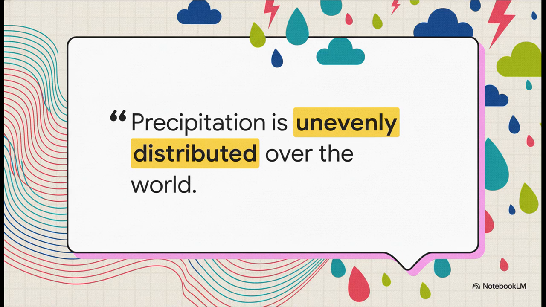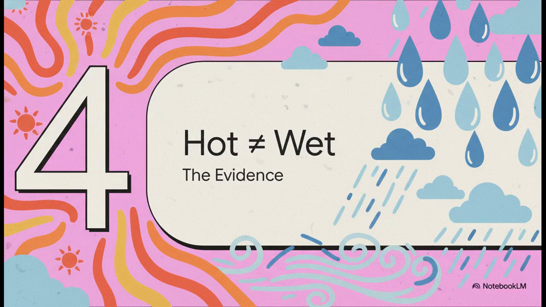Yeah, our source material really nails it with this one. It's simple. Precipitation is just unevenly distributed over the world. It doesn't follow that simple north to south pattern like temperature. Rain plays by a completely different set of rules. So let's dig into the proof. Let's really hammer home this point that hot and wet are not the same thing.